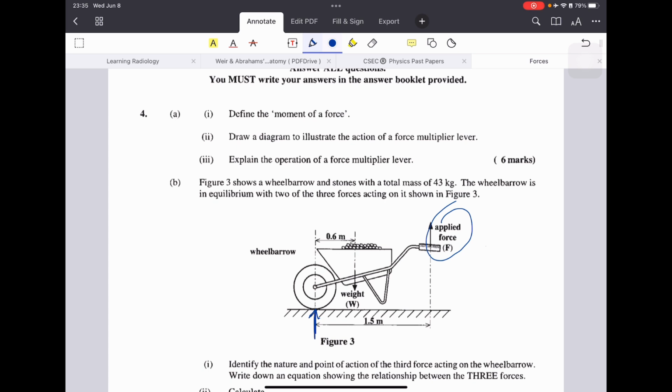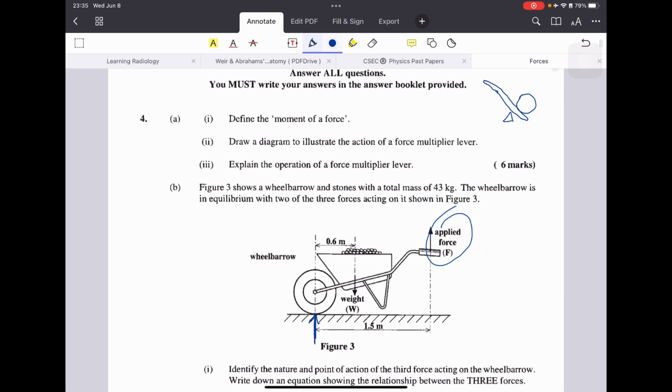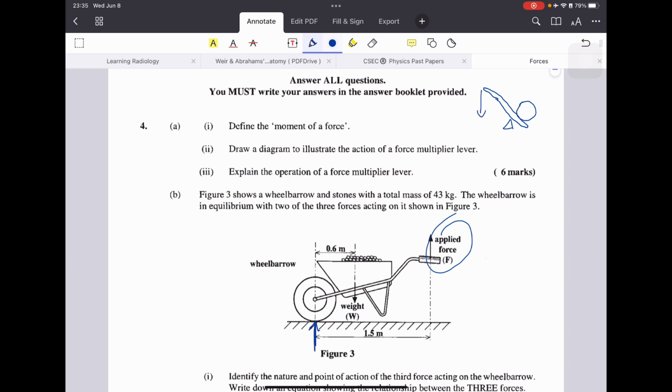So for example, if you had a load here and you wanted to lift this heavy load, you could put a fulcrum, put a crowbar here, right? And you will be pushing down on the crowbar in order to lift the load up. Right, and what you need to pay attention to is the distance from the load to the fulcrum and the distance from the effort, which is the force that you are putting, to the fulcrum. You could see that the distance from the effort to the fulcrum is longer than the load to the fulcrum, and that is the operation of a force multiplier lever.